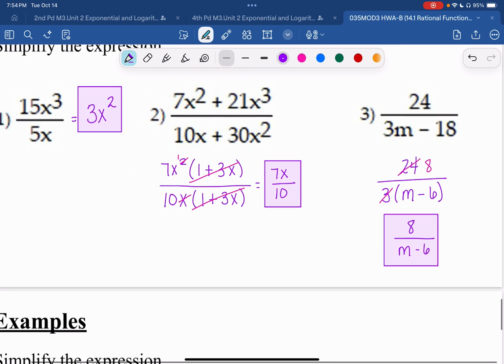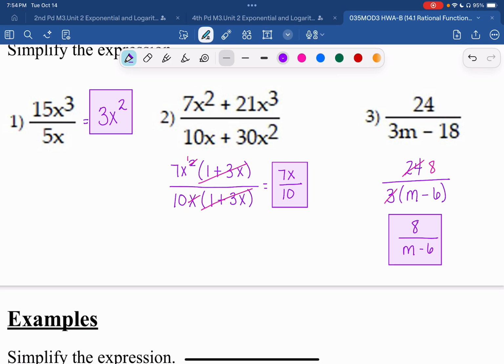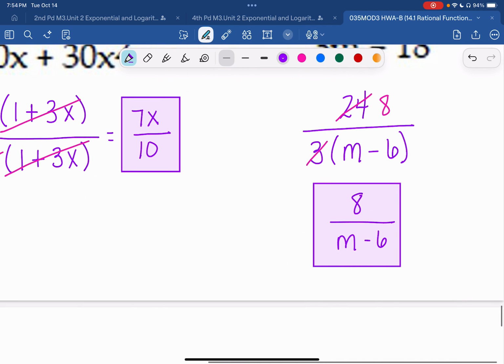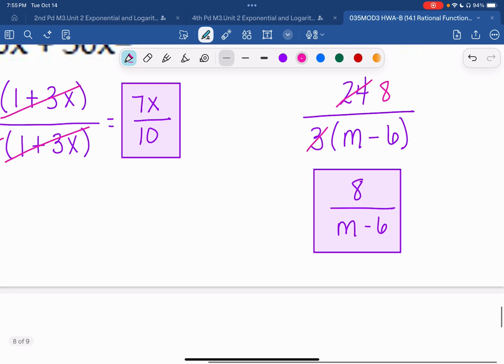Now, I didn't have a denominator left in the first one. I did have a denominator left in the second one, but it was a 10. There was no x down there. In this one, I have a variable left in my denominator, so I need to also list out a domain restriction. And so I know that my denominator cannot equal 0. So that means that m cannot equal 6, because if I plug a 6 in, I'm going to get 0 in my denominator.